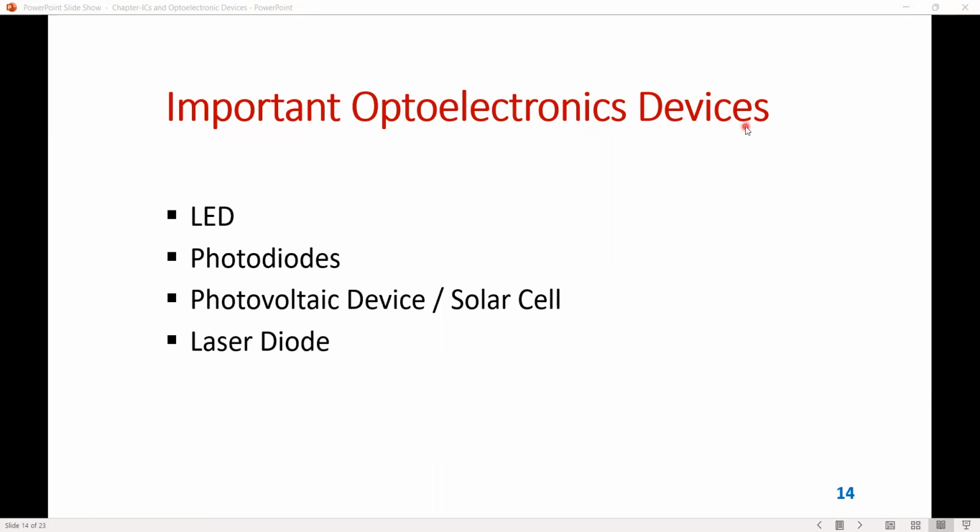Important optoelectronic devices. What are these? Very common: LED. In short, we call it LED, but it stands for light emitting diode. Then what we have? Photodiodes. What we have? Photovoltaic devices, or what we call solar cells also, and laser diodes. So we are going to discuss these one by one in some detail. What are these basically?